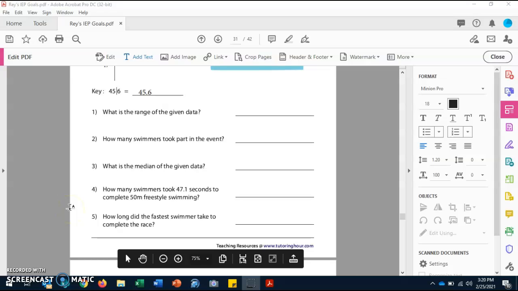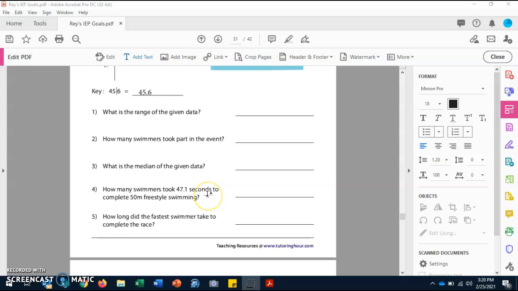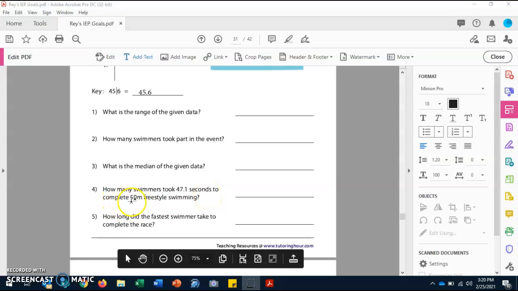Question number 4, how many swimmers took 47.1 seconds to complete a 50-meter freestyle swimming? And how long did the fastest swimmer take to complete the race?